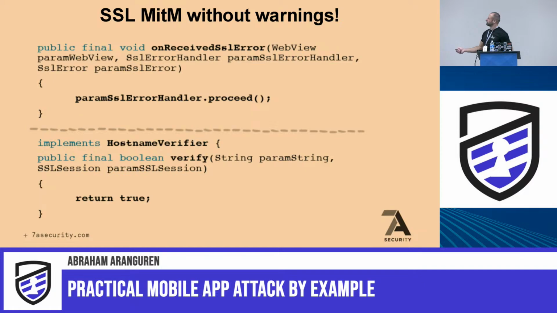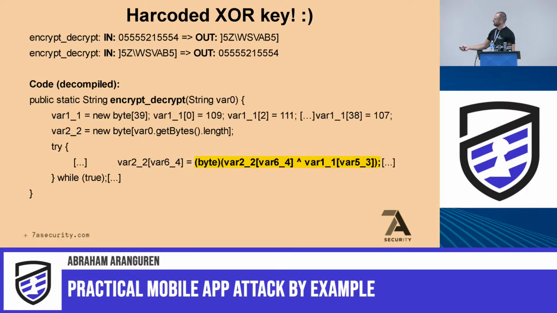So Android allows you to overload the onReceivedSslError event, and also it allows you to implement a hostname verifier. In this case, all the code for onReceivedSslError was proceed. This is the equivalent of a user clicking through browser warnings, like when Chrome says this page is insecure, and you say yes, I want to see it anyway. So this is the equivalent. And then the hostname verifier was returning true, right? I'll show a second vulnerability on this.